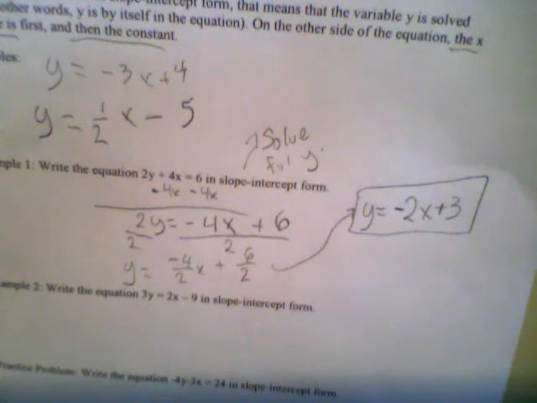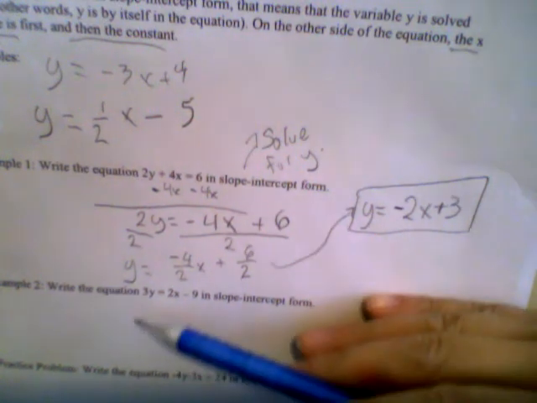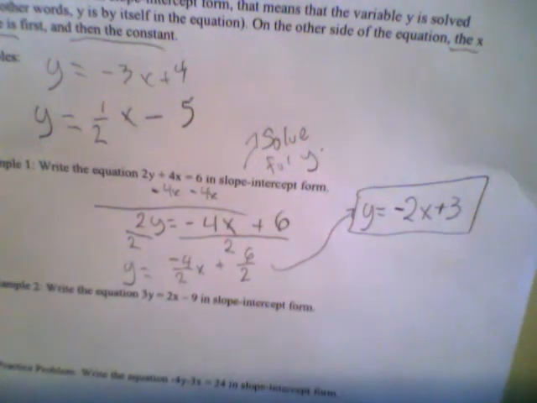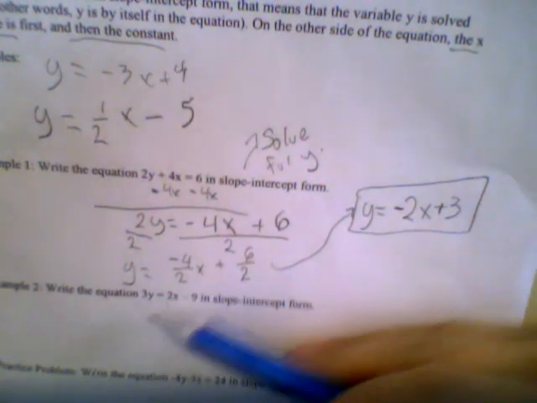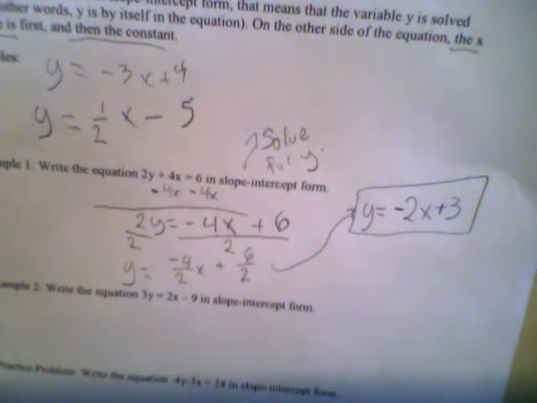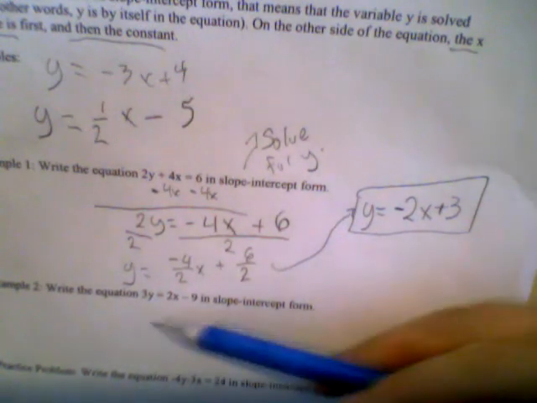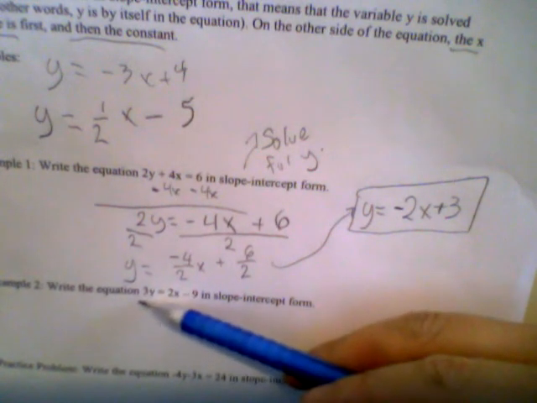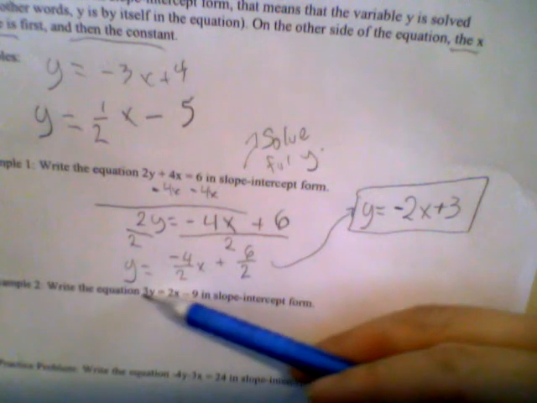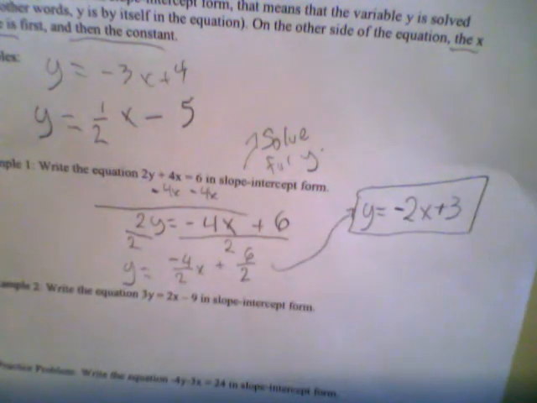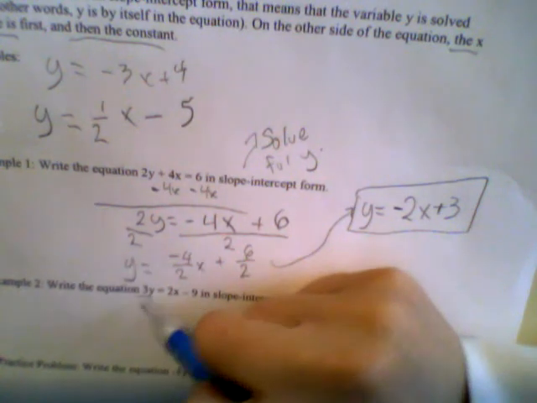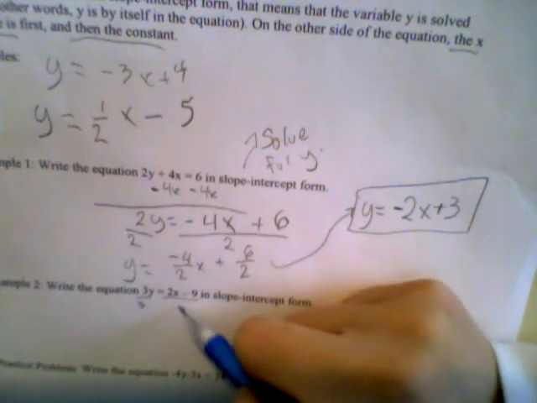Let's go ahead and do one more example. Here we have 3y is equal to 2x minus 9. I want to get this equation in slope-intercept form. Again, to get it in slope-intercept form, I need to solve for y. I need to get y by itself. So I have 3y right here. The 3 and the y are held together in multiplication. So to get y by itself, I have to divide every term by 3. So I'm going to divide this side by 3, and I'm going to divide this side by 3.